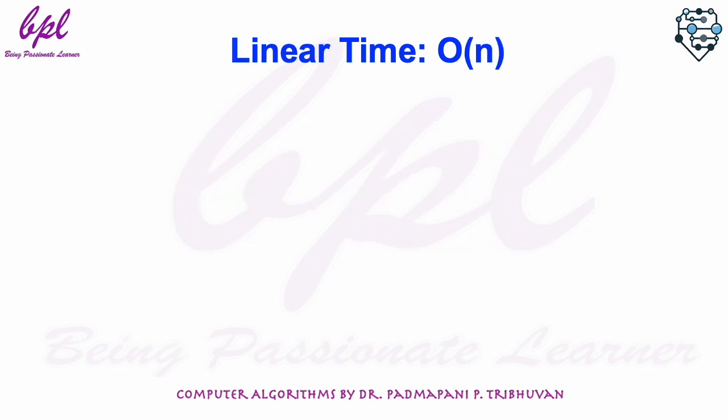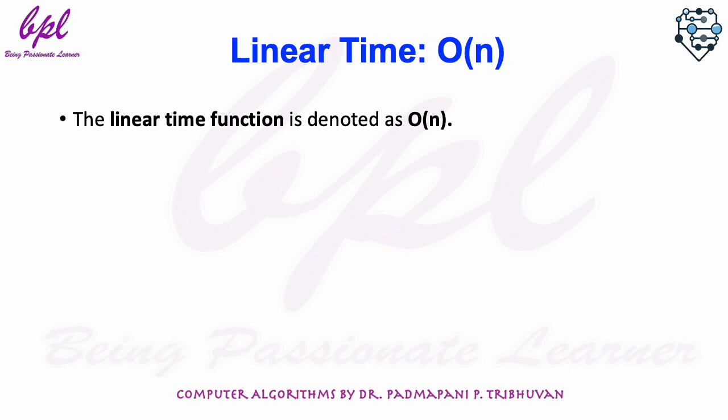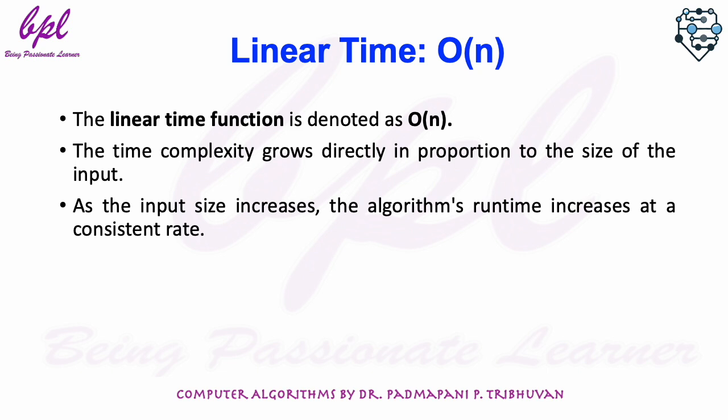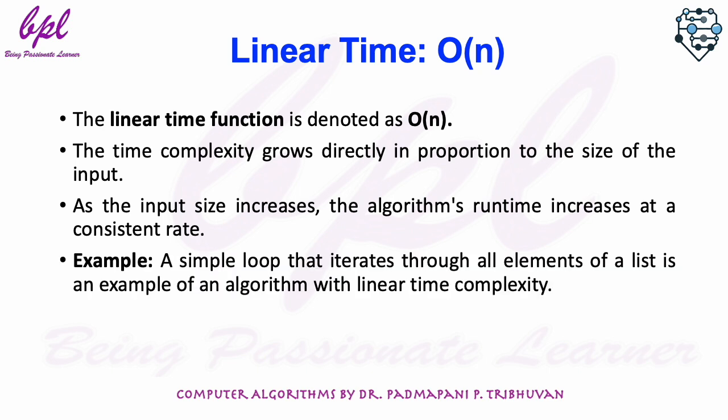Now let's discuss linear time, big O of n. The linear time function is denoted as big O of n, meaning that the time complexity grows directly in proportion to the size of input. As the input size increases, the algorithm's runtime increases at a consistent rate. For example, a simple loop that iterates through all the elements of a list is an example of an algorithm with linear time complexity. The time it takes to complete depends directly on the number of elements to process.